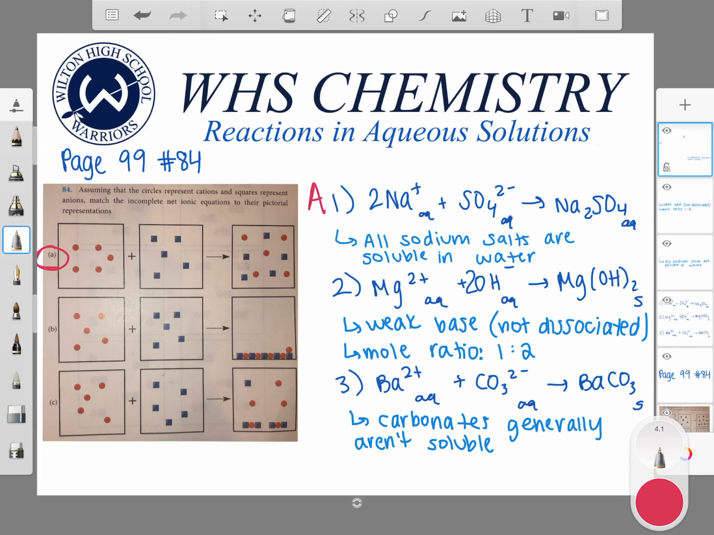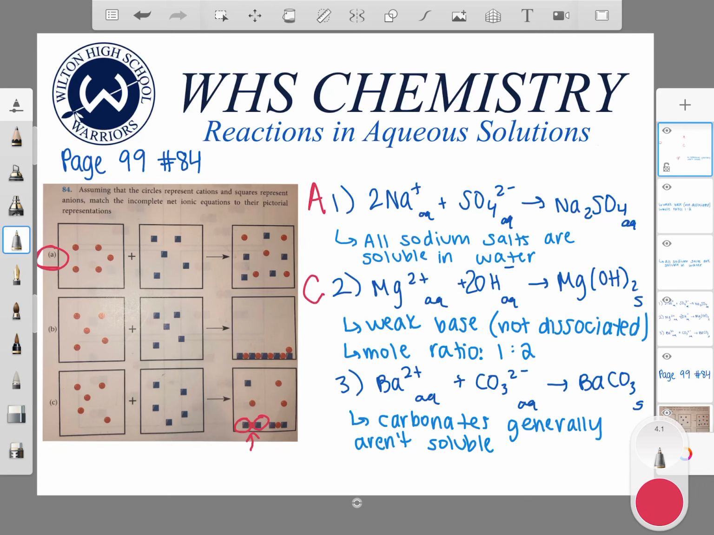Number 2 is MgOH2. We know that's a weak base and it's not completely dissociated, but we can see down here in C that we can tell by the mole ratio, which would be Mg, and then there's 2 OHs. So we can assume that, unlike this compound here, 2 would be C, because part of it is dissociated, which means that it is a weak base, but just because it's a weak base doesn't mean that it is a complete precipitate at the bottom.